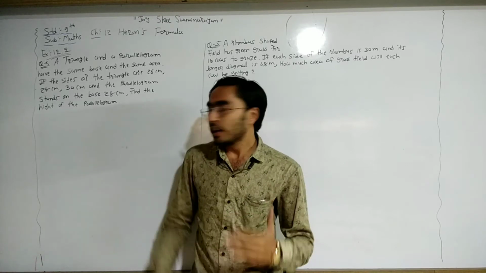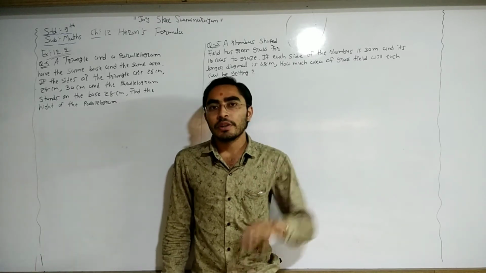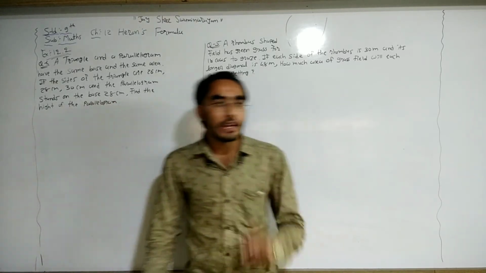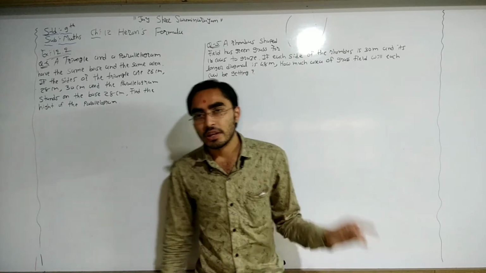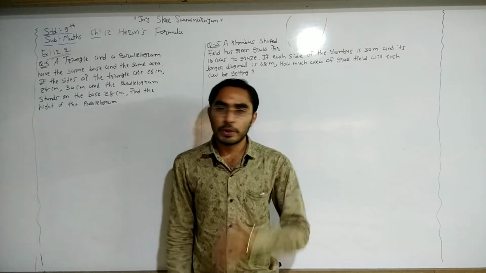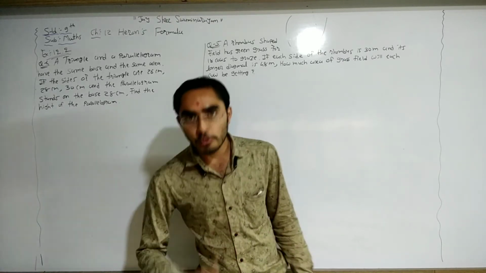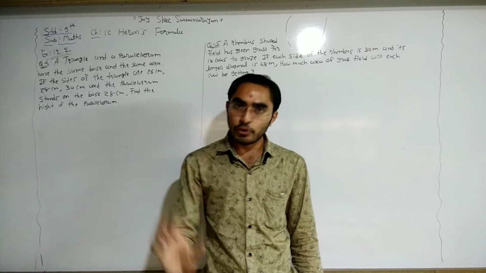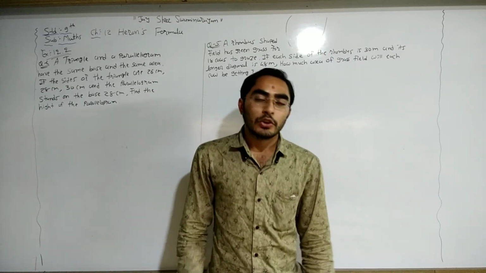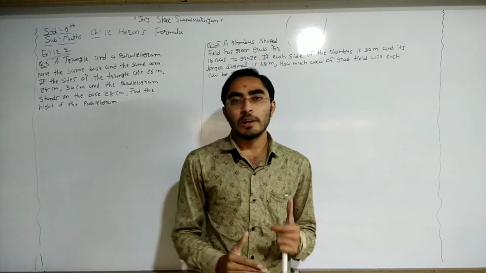Here, base is given to us, 28 centimeter. We need to find height of parallelogram. For that, we just need to find the area of parallelogram, because if we know the area of parallelogram, then the formula is base multiply height. So from that, base is given, we can find the height. So for finding out the height, we just want area of parallelogram.